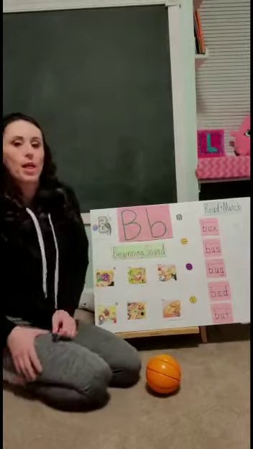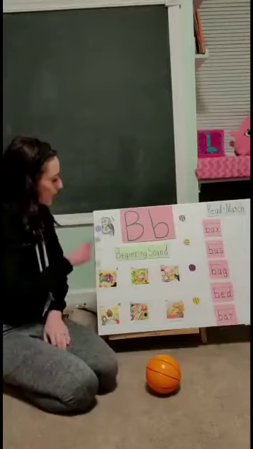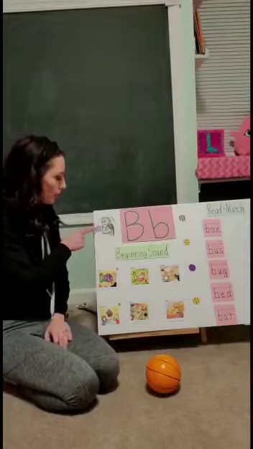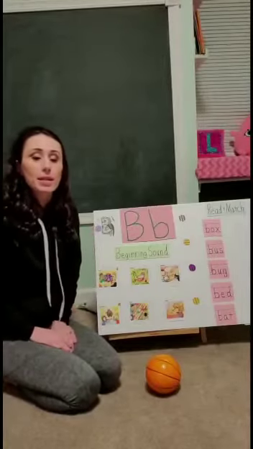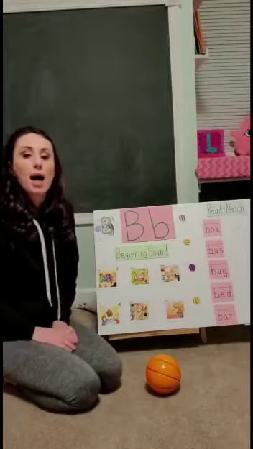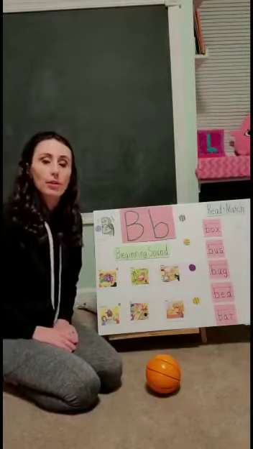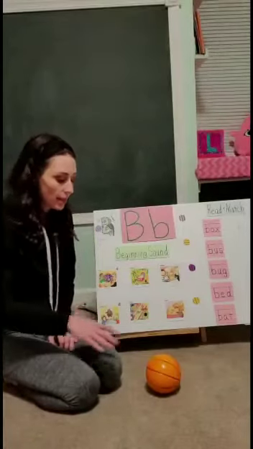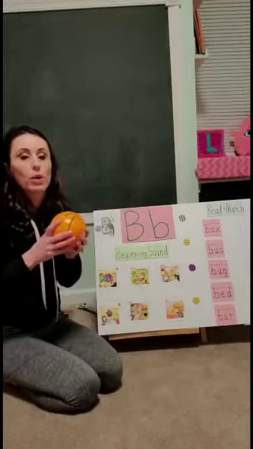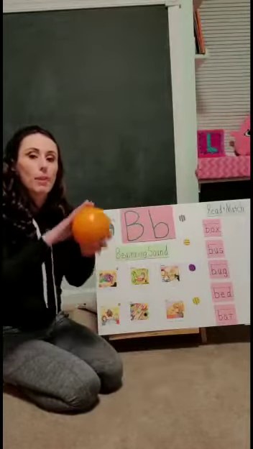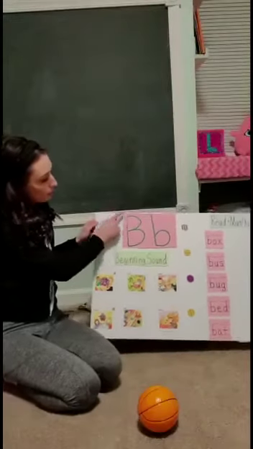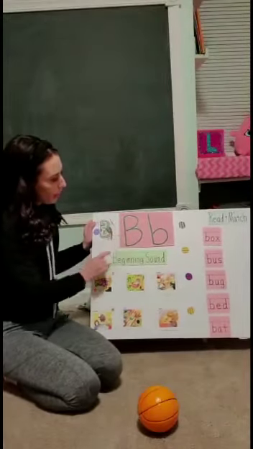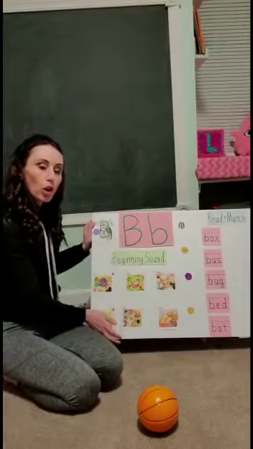So, the next thing we're going to talk about is the sound for the letter B. The B says B. Every letter makes a sound. The B says B. This is our ball letter, so when we make the sound, we pretend that we're bouncing the ball. So, we're going to be able to form this letter by using straight lines and curved lines.